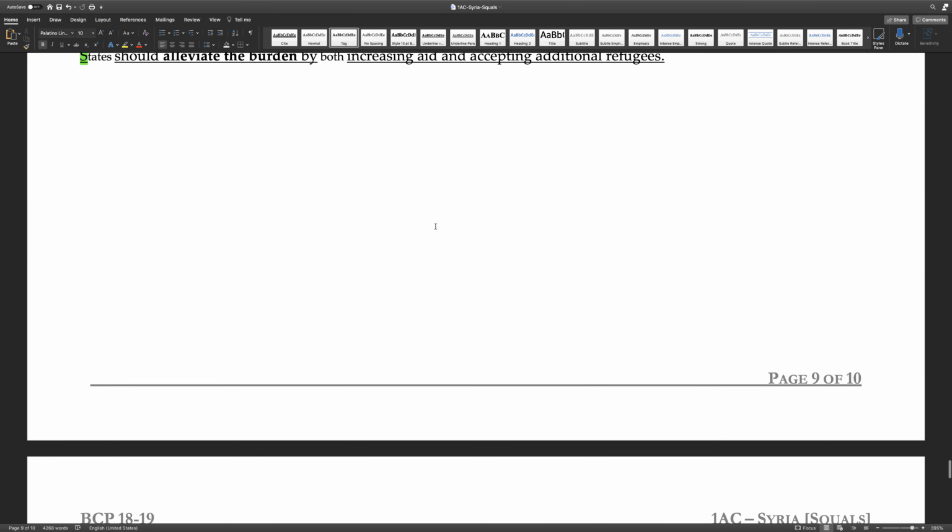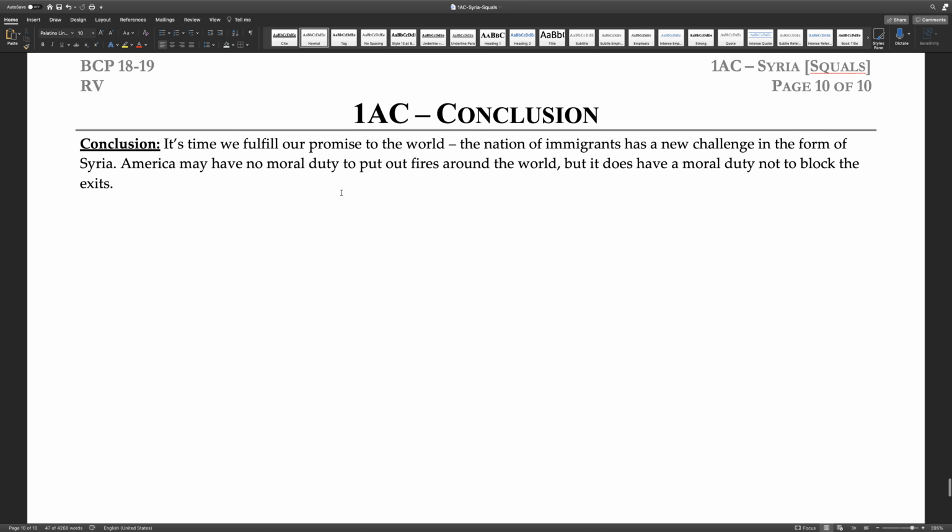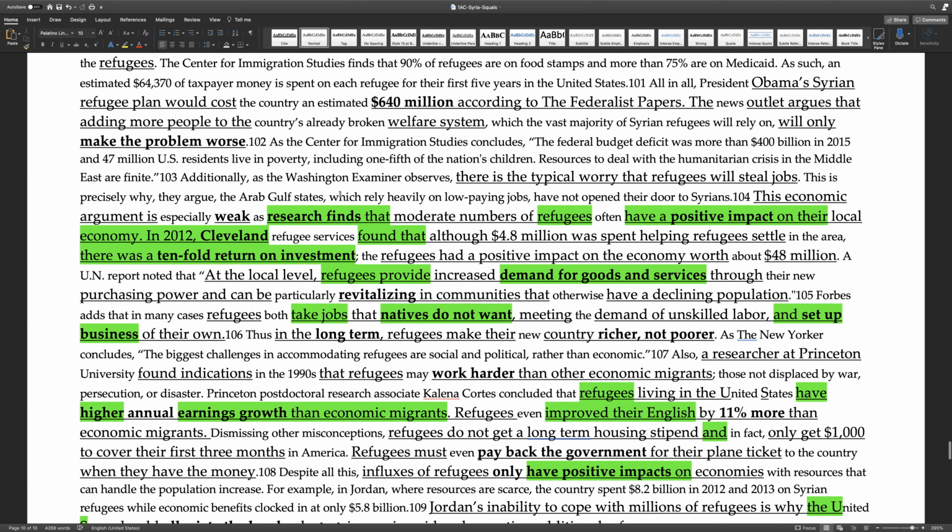So, in this case, look at this. It's just 2 sentences. Beautiful. It's time we fulfill our promise to the world. The nation of immigrants has a new challenge in the form of Syria. America may have no moral duty to put out fires around the world, but it does have a moral duty not to block the exits. All right, so that's a 1AC, guys.